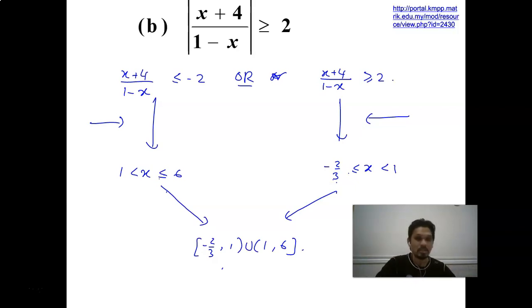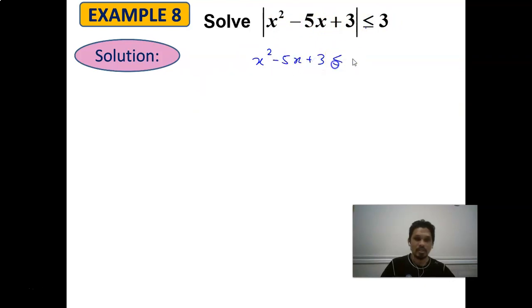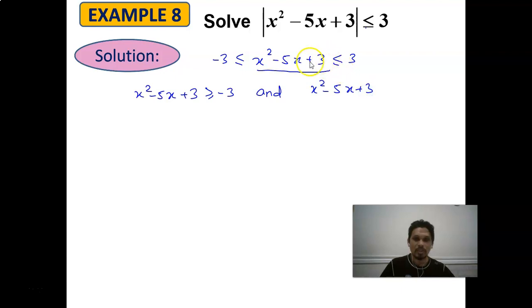Okay, the last example. For this one, x squared minus 5x plus 3 is less than or equal to 3, and greater than or equal to negative 3. So we get this in these two forms here. The first one, x squared minus 5x plus 3 is greater than or equal to negative 3. And this quadratic expression is less than or equal to 3.